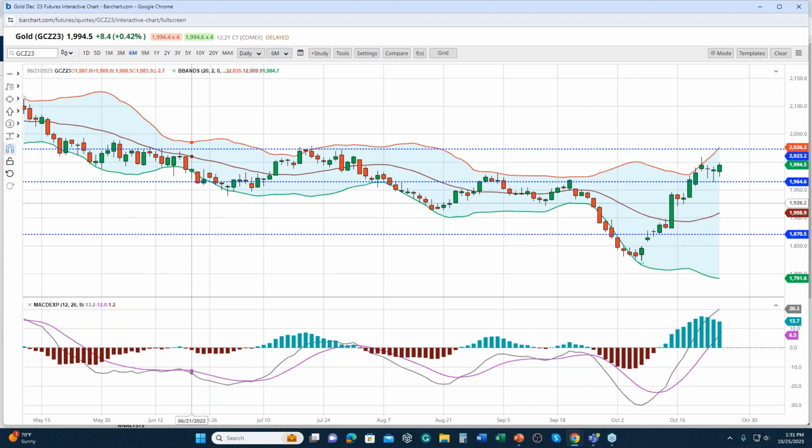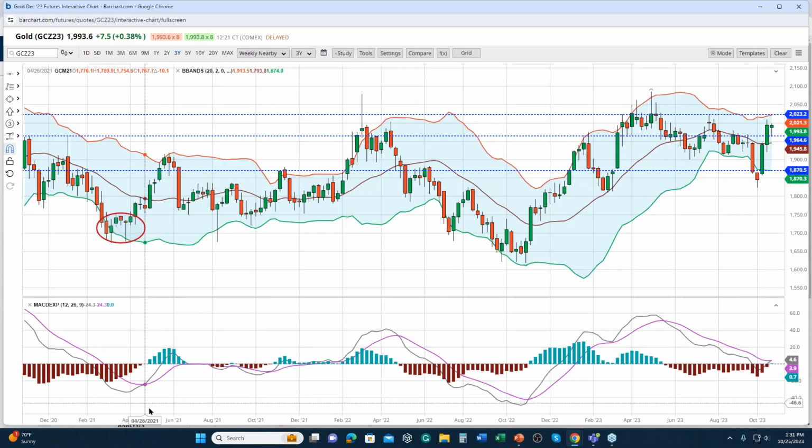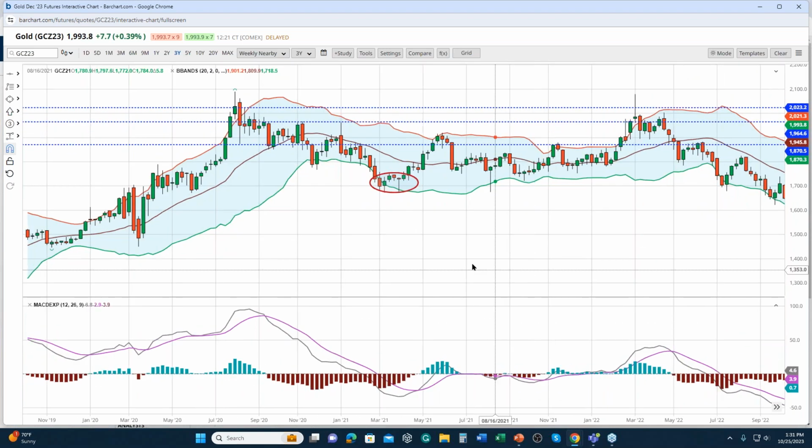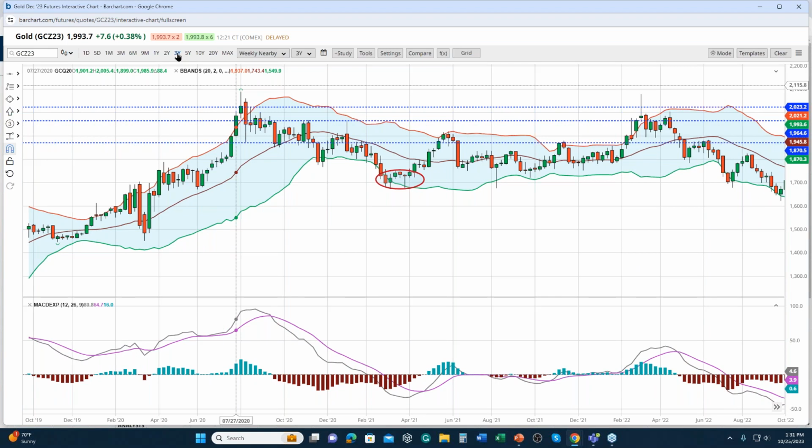Now let's go back in history here, and I want to reiterate what I've just moved through with you. So here's a weekly band, and notice that price is coming to the outer band.